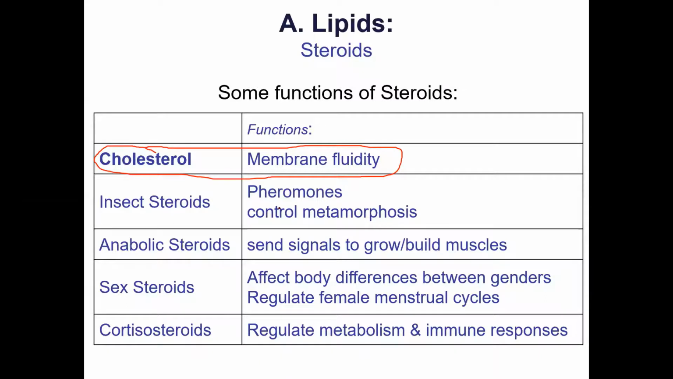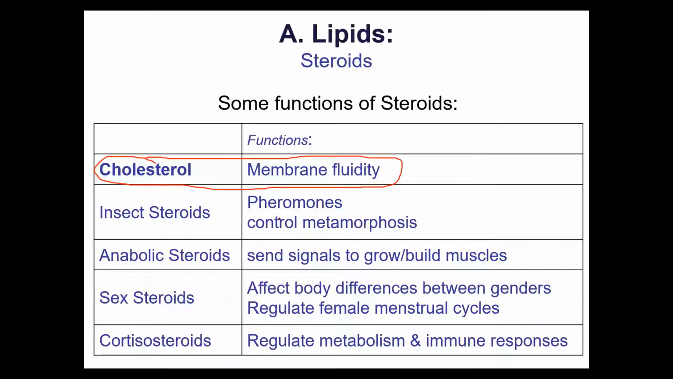Okay, so I better add that to our notes here. So we have steroids, and add that one. And what are steroids? Steroids are hormones, membrane structure, and I'll just say etc.